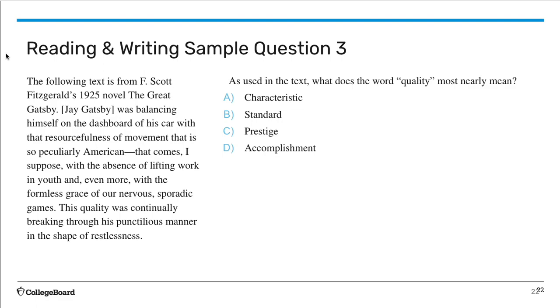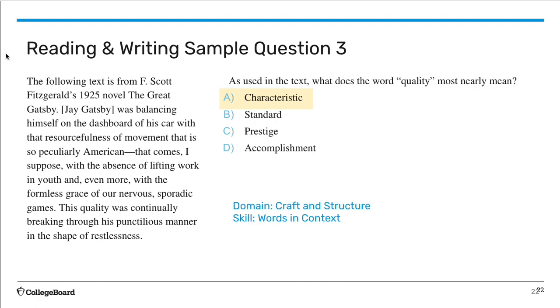Sample question 3. So go ahead and pause the video, read the passage, read the question, and the answer choices. So in this question, we're looking at craft and structure now, and students are specifically to understand words in context. In this case, for this question, choice A is the best answer. As used in the last sentence of the passage, quality refers to a trait or attribute, or in this case, a characteristic. Specifically, Jay Gatsby's resourcefulness of movement, which manifested as restlessness.